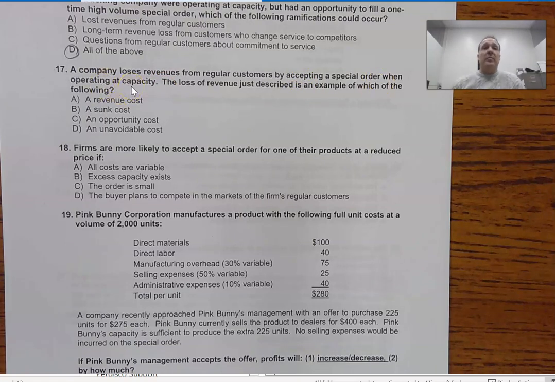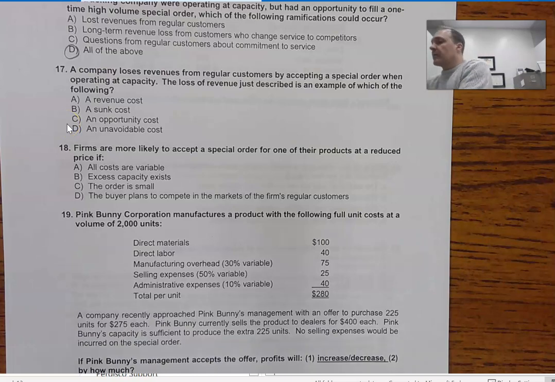Okay, so that's very, very similar to what we just had in the previous question. The loss of revenue just described is an example of which of the following? Okay, so I told you a minute ago this is a certain type of cost here, and what do you know? We have the question right here. Is it a revenue cost? Well, that's made up. That's not an actual term. Sunk cost? Well, we haven't gone out and spent money on anything here, so it's not a sunk cost. However, it absolutely is an opportunity cost.